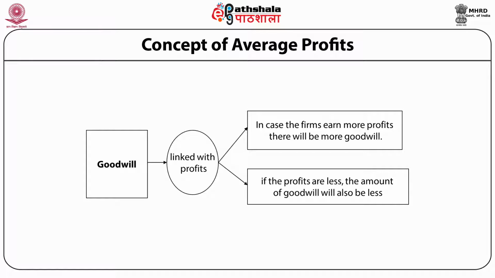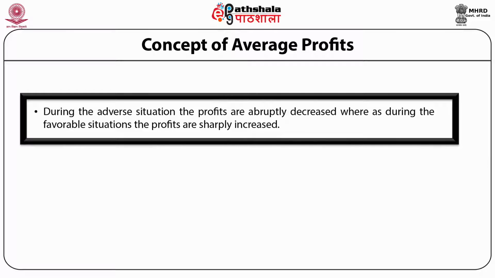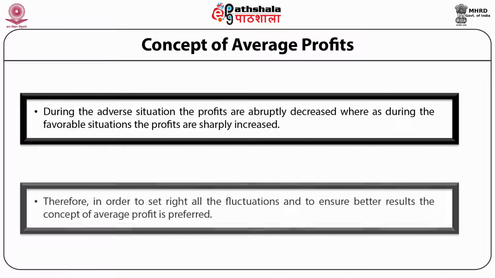So when the valuation of goodwill is done, why are profits taken as the base? This provides the answer to this question: goodwill is definitely based upon profits, and if a firm is earning more profit, there will be more goodwill of that firm. If a firm is earning less profit, the goodwill will also be less. During adverse situations, the profits decrease, whereas during favorable situations, profits sharply increase. Therefore, in order to set right all the fluctuations and to ensure better results, the concept of average profit is preferred. While calculating goodwill, average profit is taken, not profit for a particular year.